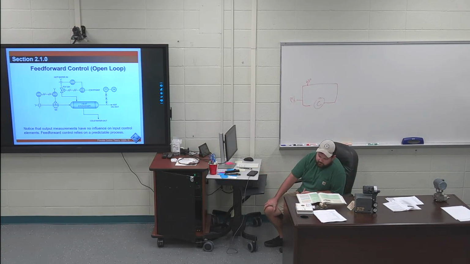The next paragraph is highlighted. Four basic types of process control loops common in the instrumentation industry are feed forward control, most commonly referred to as open loop, feedback control, closed loop, cascade control, and ratio control. We've got open, closed, cascade, and ratio.